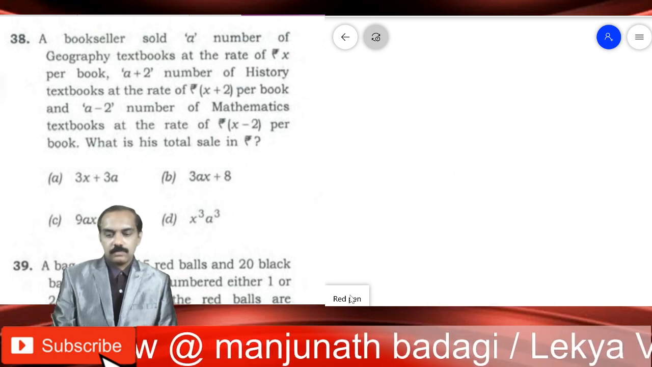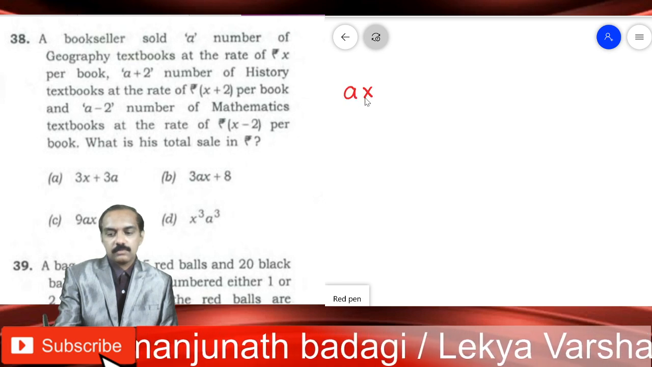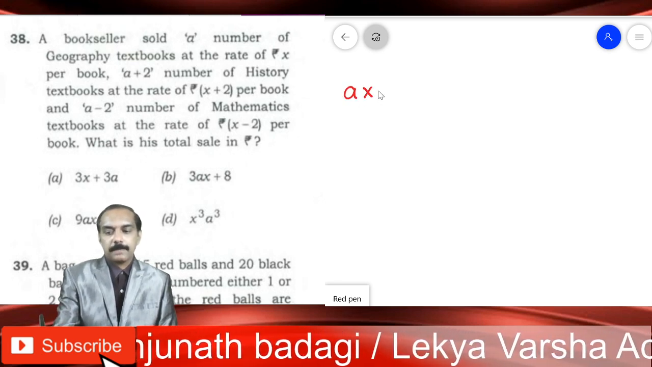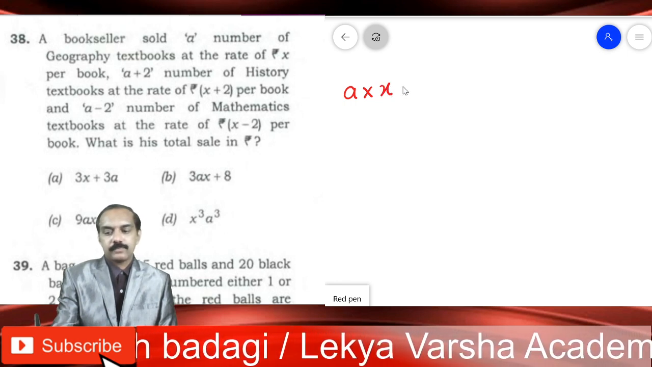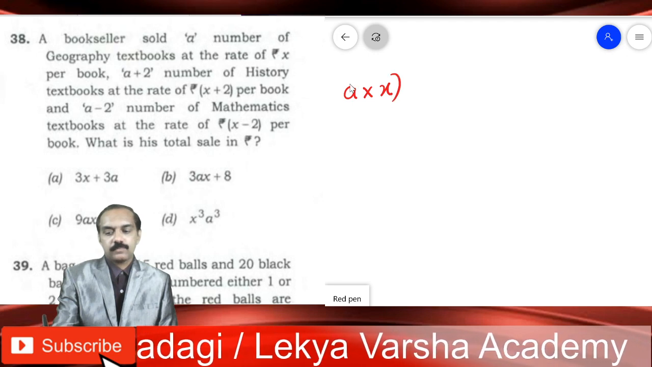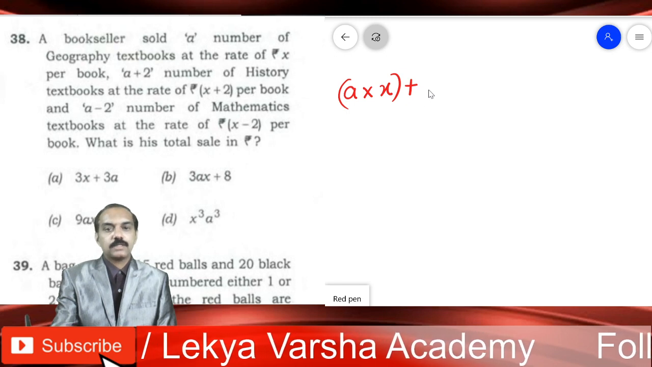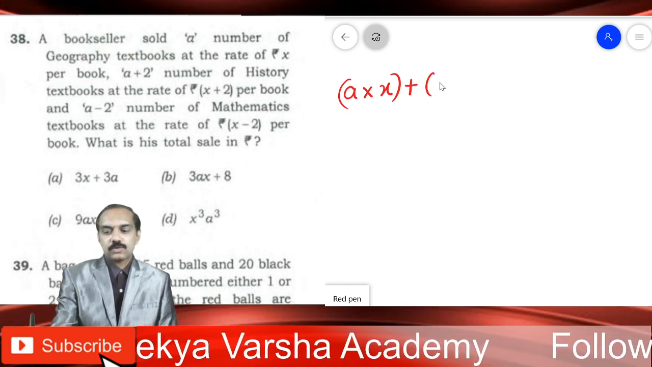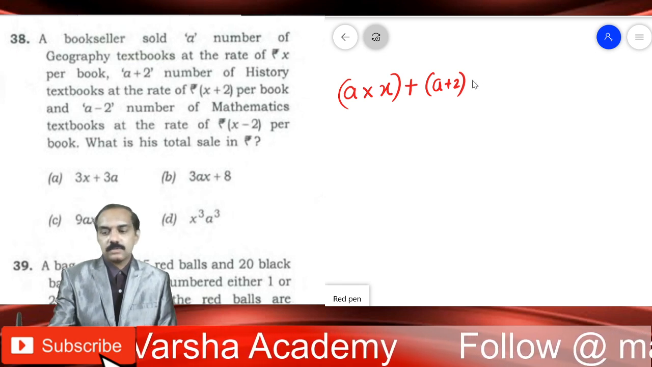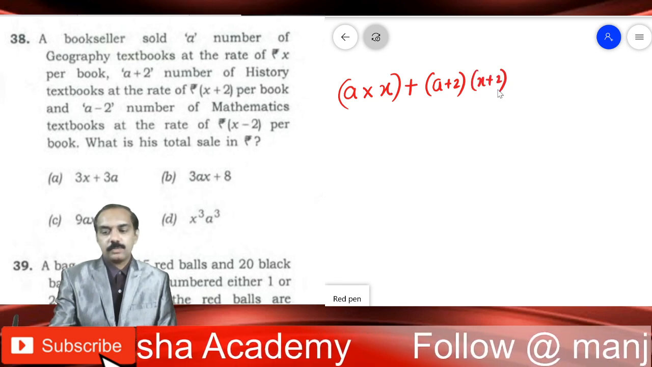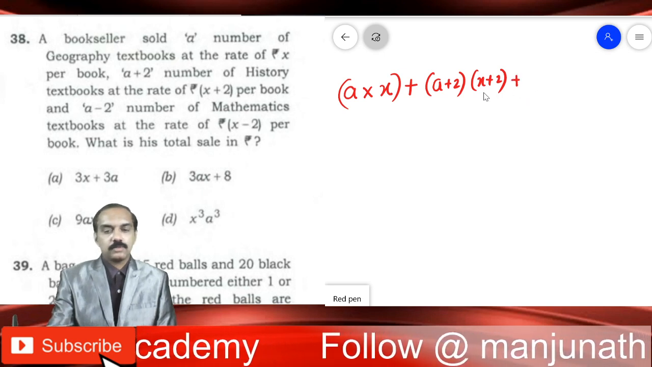So a number of geography textbooks are bought at X rupees per book. This is about geography. Next, now we will have to add all these because we want in the end the total sale. So A plus 2 number of history textbooks at the rate of X plus 2 rupees per book. These two should be multiplied. And this is about history.